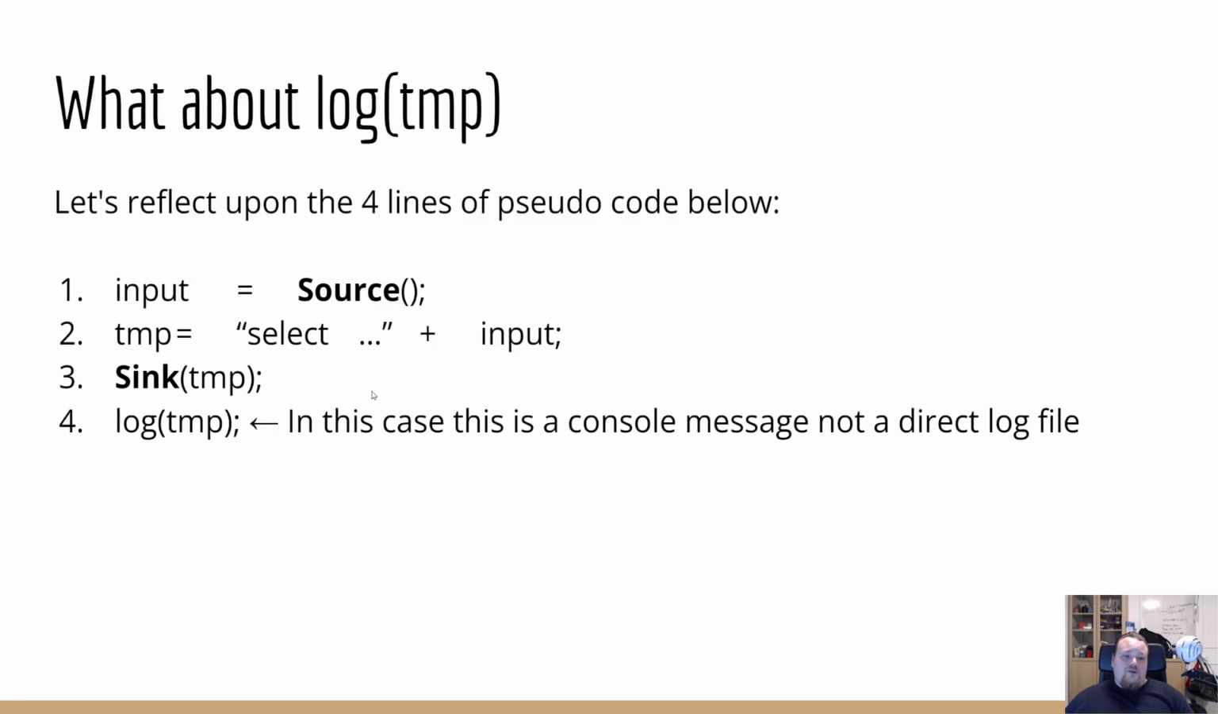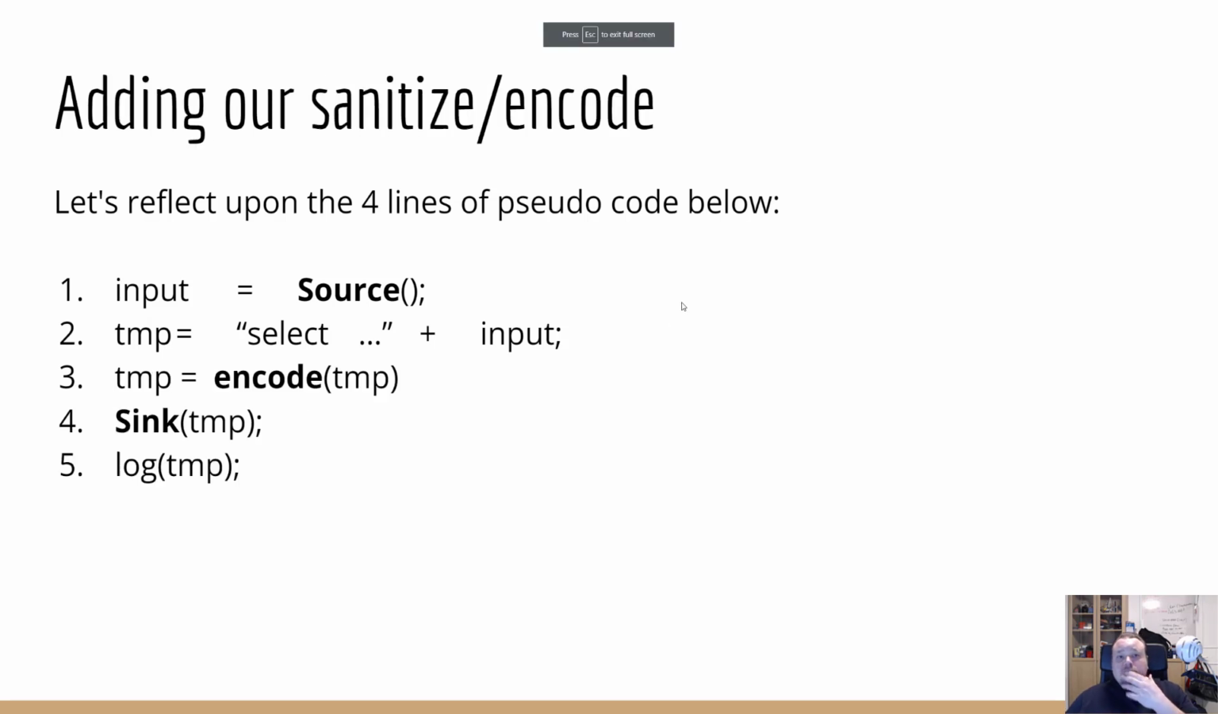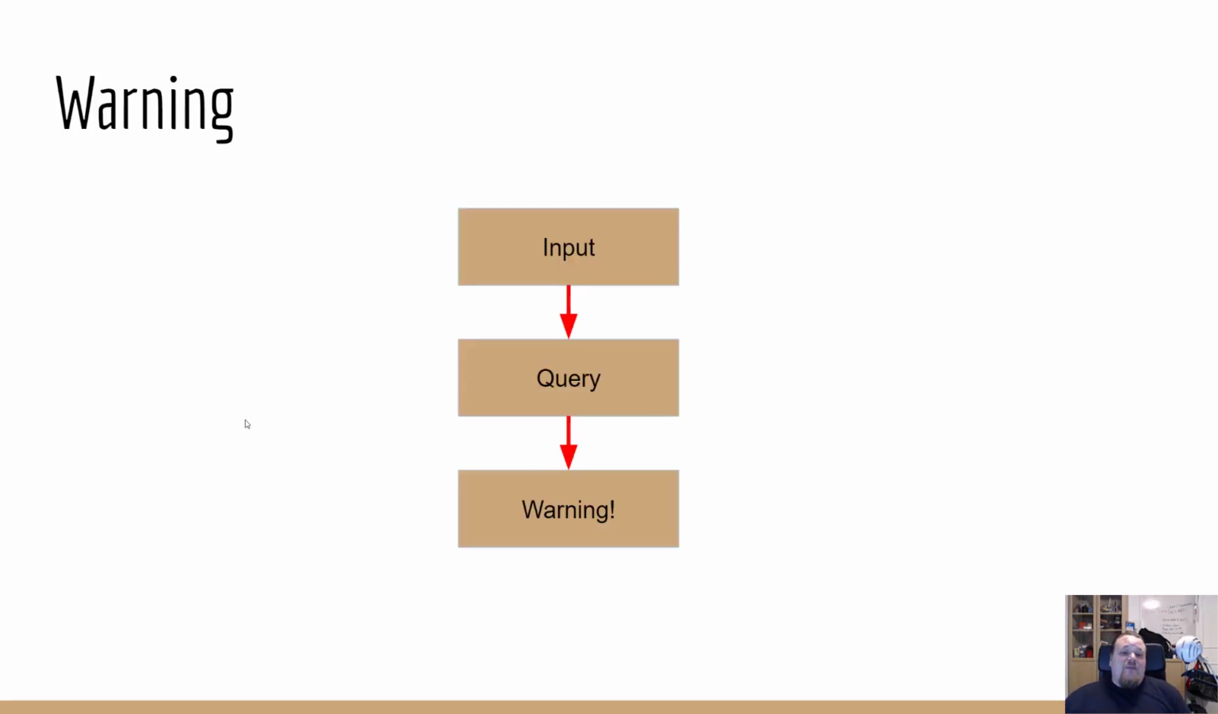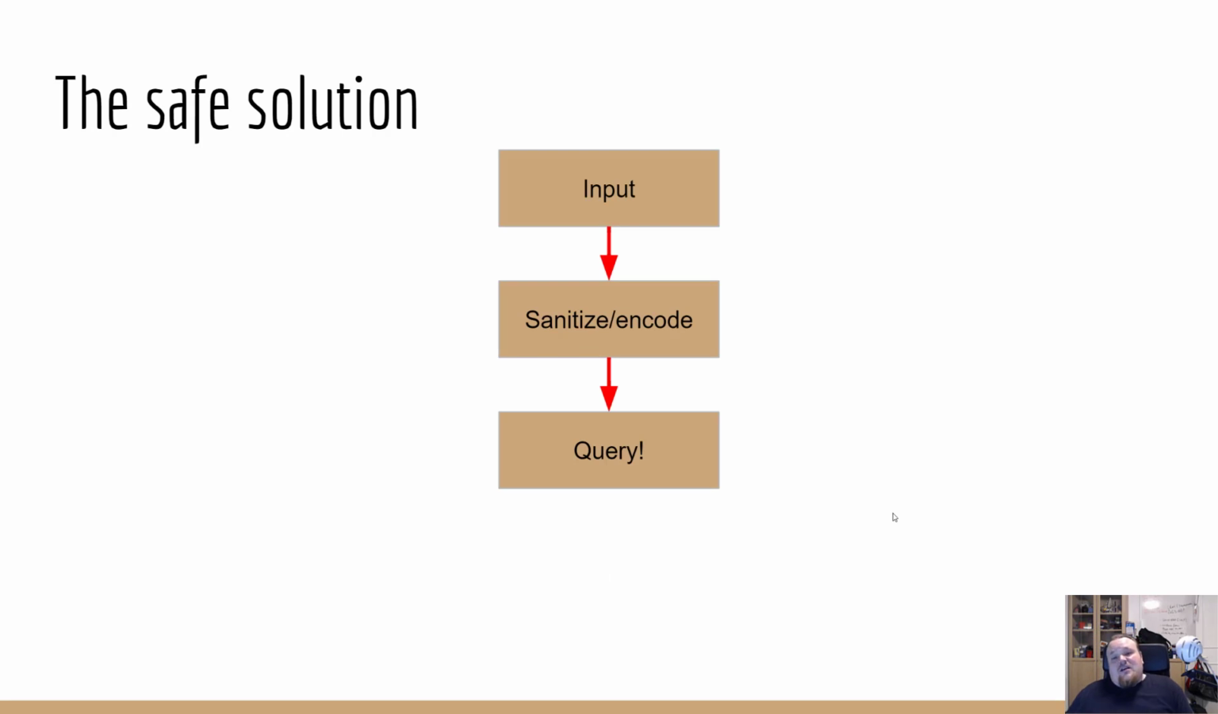So if I were to add, let's say, another slide showing how that would be, it would look like this. We would encode our temporary variable before we put it to the sink. So basically, you have a temp variable, you encode that, and then you send it to the sink, then everything would be okay. And that would be exactly this figure we have here. We have some input, we sanitize or encode, then we query, and you have no warning anymore.